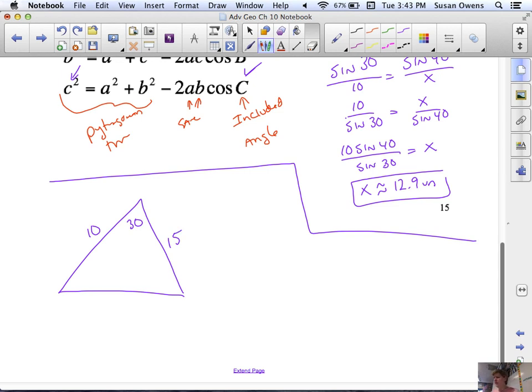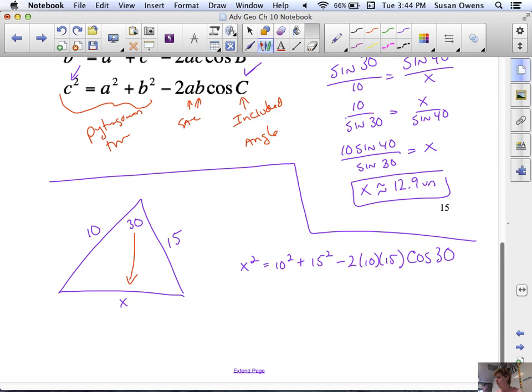So here's the problem with this one. I don't have an angle side pair. I've got 30 degrees, but I don't know the side across from it, so I can't use the law of sines. So I have to use law of cosines. Now what law of cosines will find is the side across from the angle. So I'll call this x. So x squared equals 10 squared plus 15 squared minus 2, the 10 and 15 again, and then the cosine of the angle in between them.